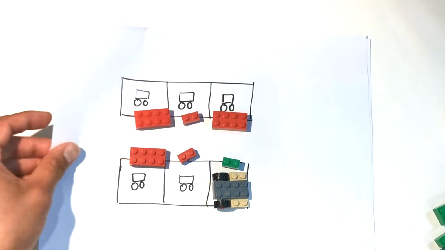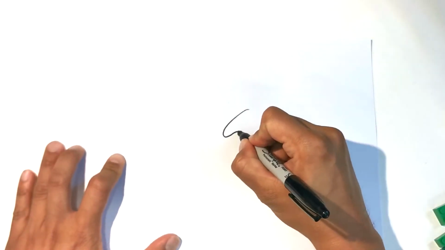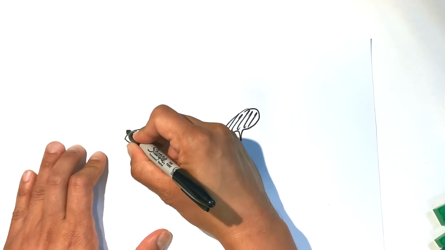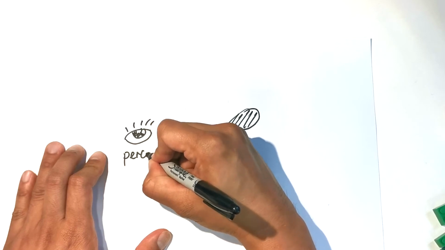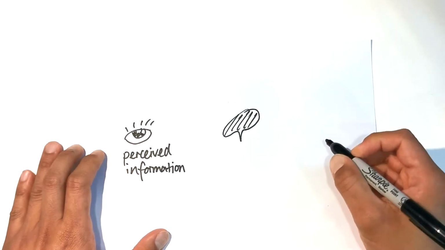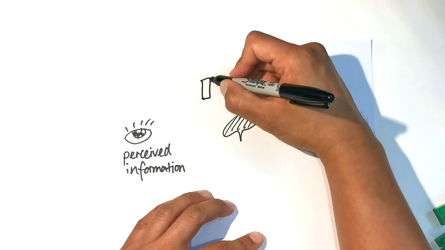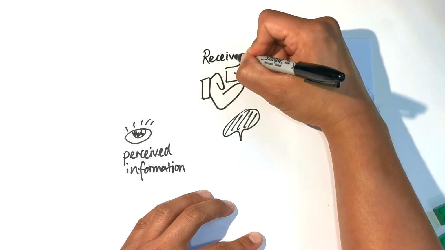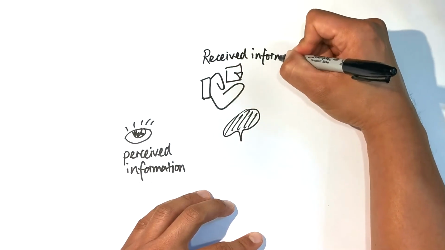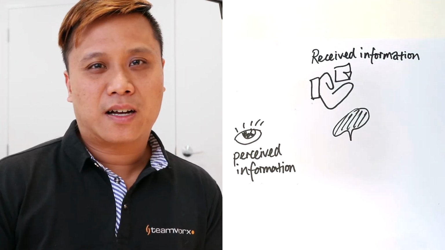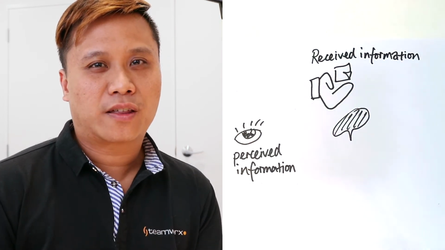Now, what does this do for the brain? It converts this process of visual thinking, it converts perceived information into what we call received information. So it's taking the load out of the brain by associating a visual metaphor with a concept that's already known in the brain.